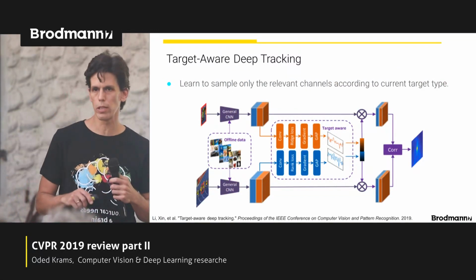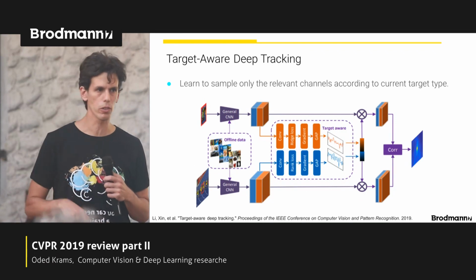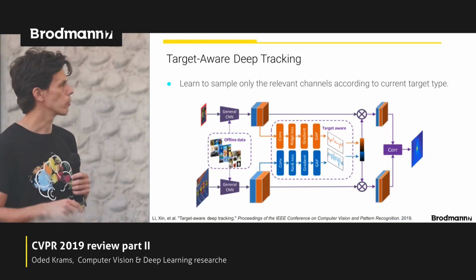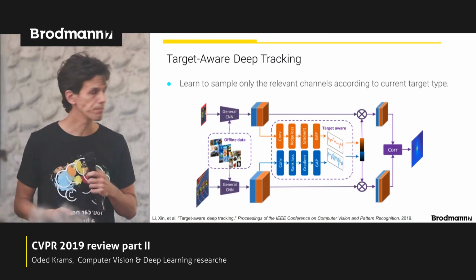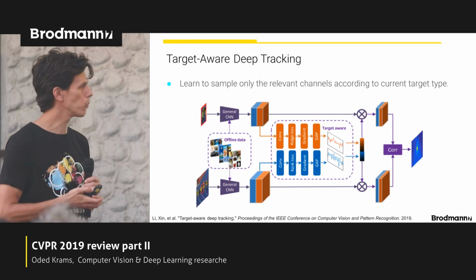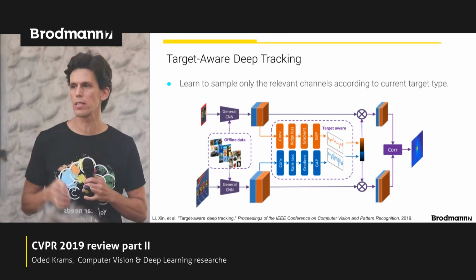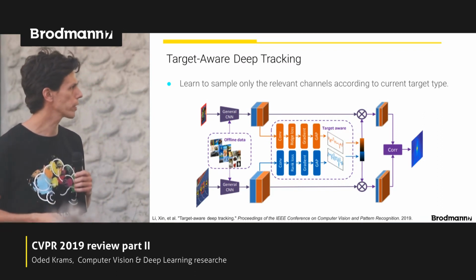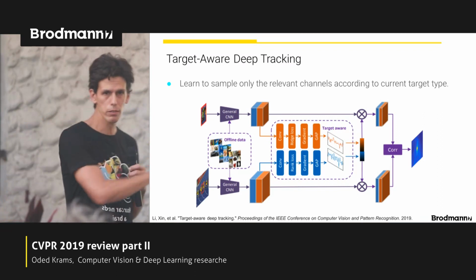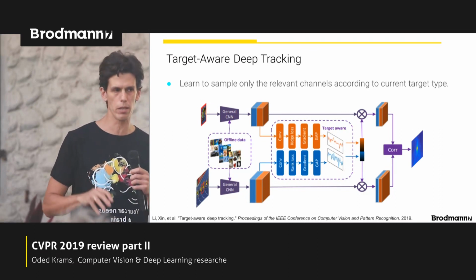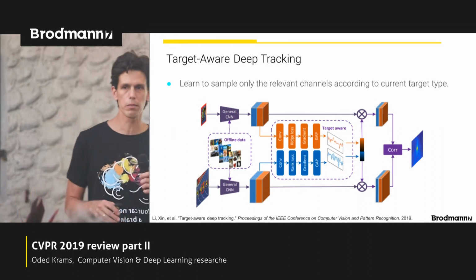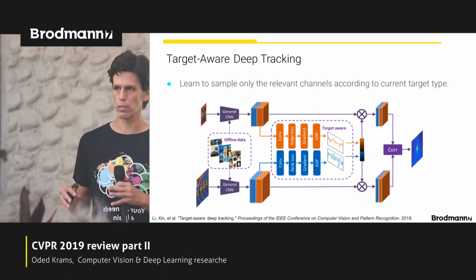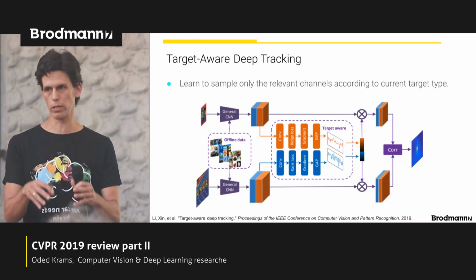So now we're getting to the last two papers I want to talk about. I'm going to talk about them much more briefly. So the first one is target-aware deep tracking. Basically, what it does is also based on Siamese networks for object tracking, but it adds this middle part to the basic Siamese network, and this middle part basically chooses which channels are best to use in order to track the current object.